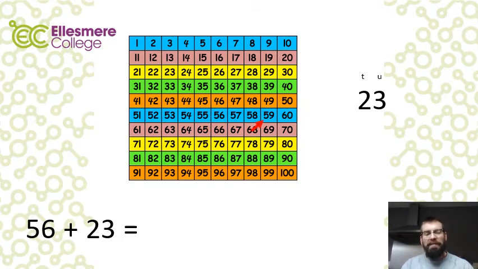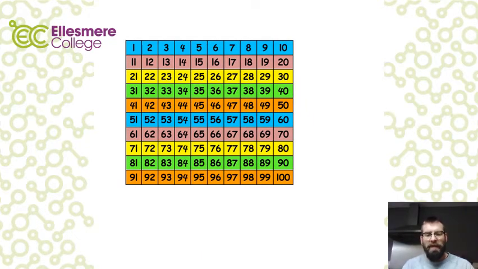Next, for our tens, we simply count downwards. So for each 10, we count down 1 row. That takes us here to 79. And if you check that on your calculator, you'll see that it is correct. 56 add 23 equals 79.